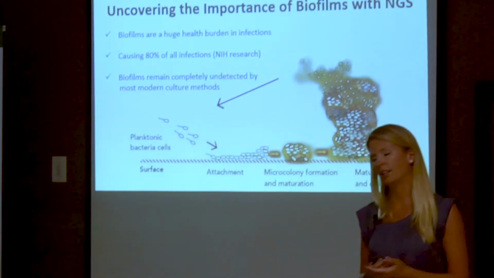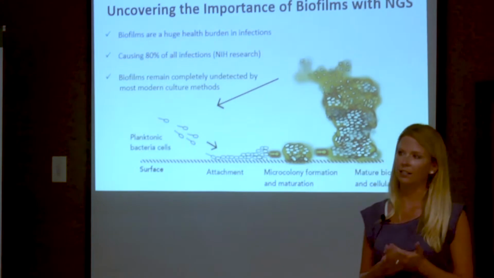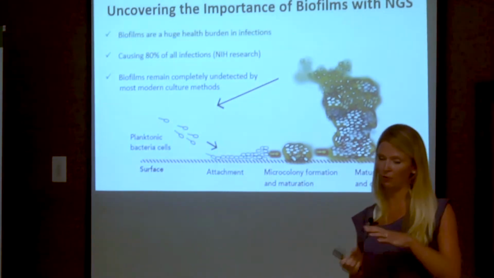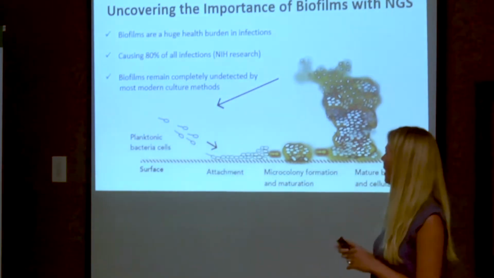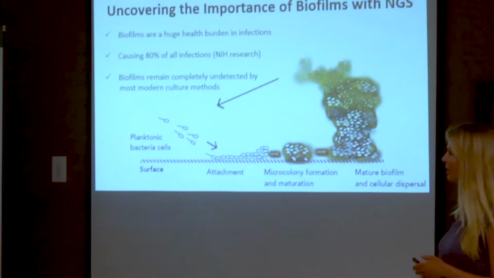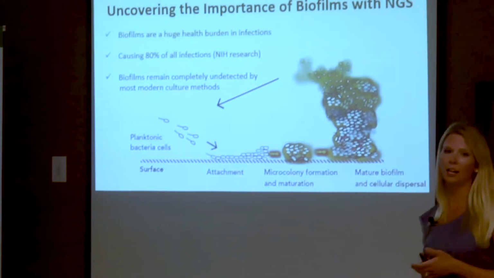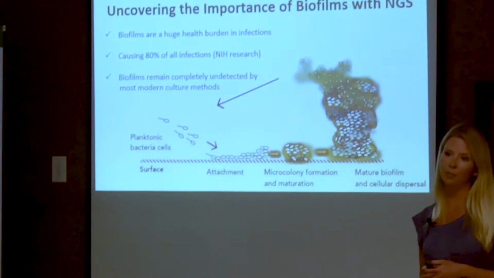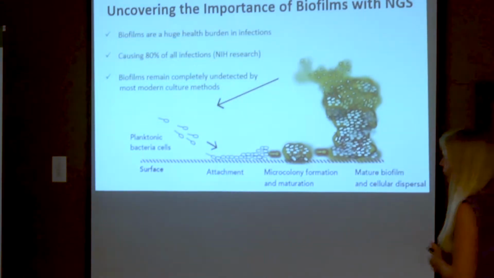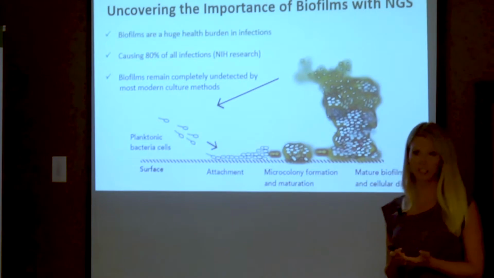Another really great advantage of next generation sequencing is that you can discover biofilms. So biofilms are highly complex microbial consortia, and they are a huge health burden, both for animals and for humans. And according to NIH research, they're causing 80% of all infections. And by most culture methods, you cannot detect them.